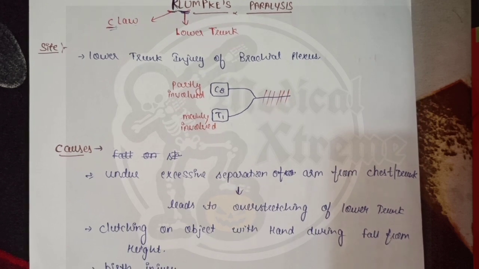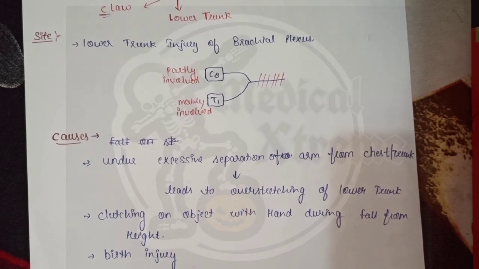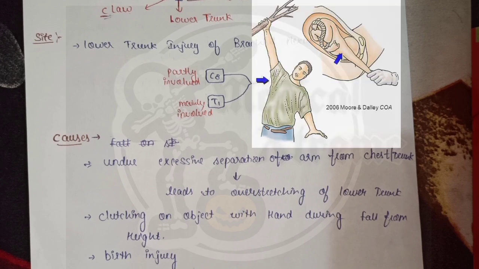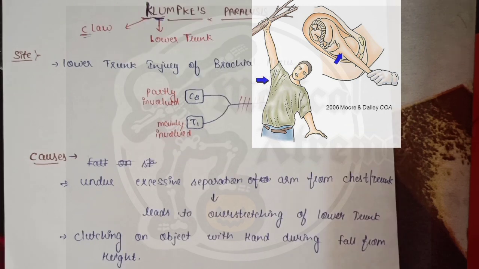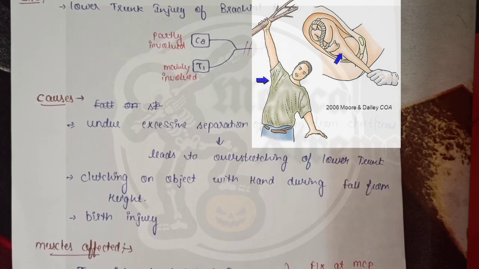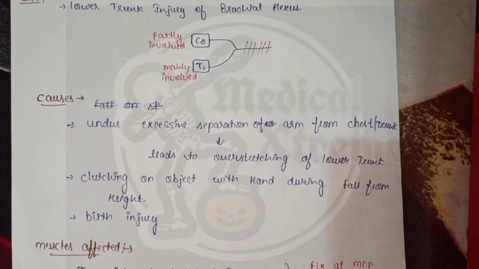Let's talk about causes. So what are the causes? Undue excessive separation of the arm from the chest or trunk leads to overstretching of the lower trunk. One more cause is clutching something with the hands after a fall from height. It is also common in birth injury. So these are the common causes of Klumpke's paralysis.